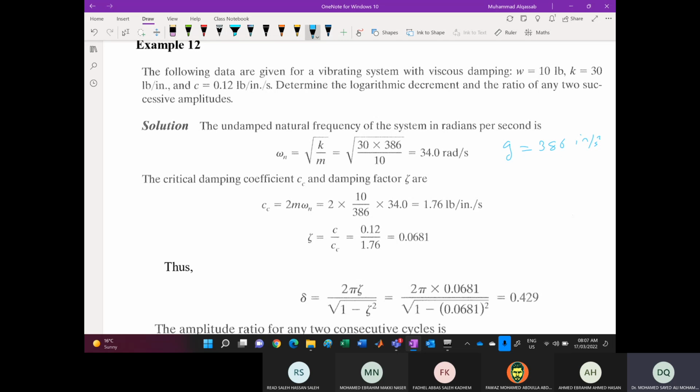And omega n becomes 34. Cc is, from the definition, 2 m omega n. This is 2 times 10 over 386 times 34, equal to 1.76 pound per inch per second. And zeta is c over cc, with c equal to 0.12, so zeta is 0.0681, and we get an underdamped system. This is less than 1, and this is the underdamped case.